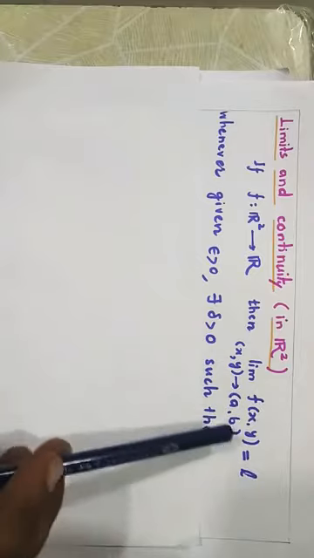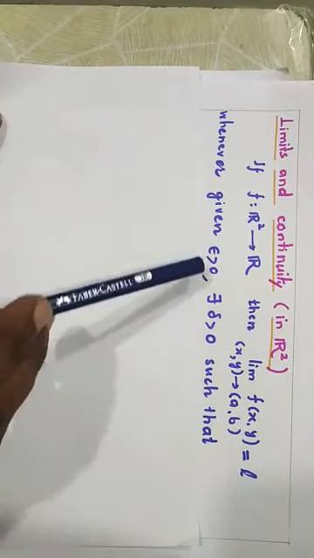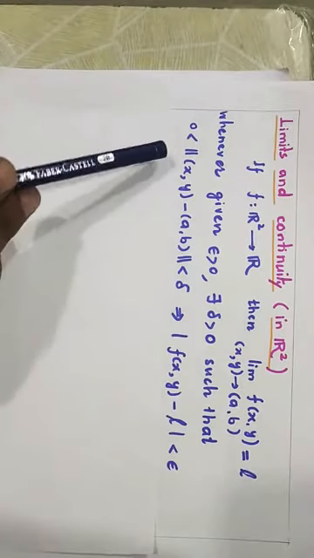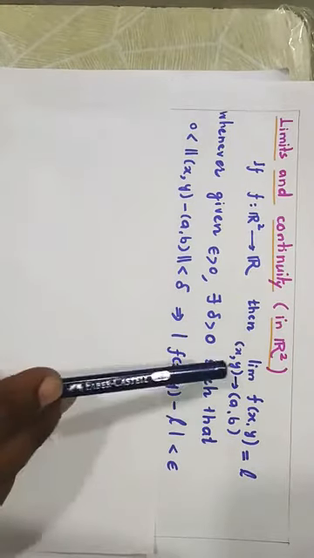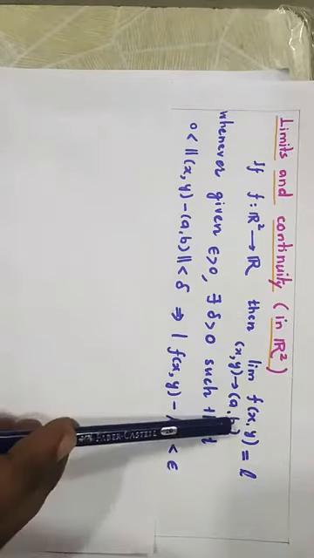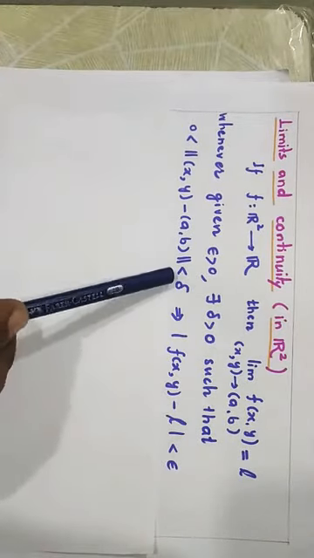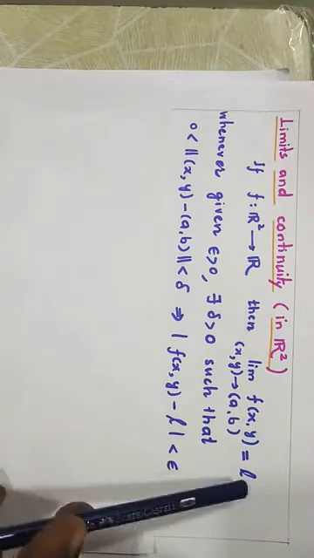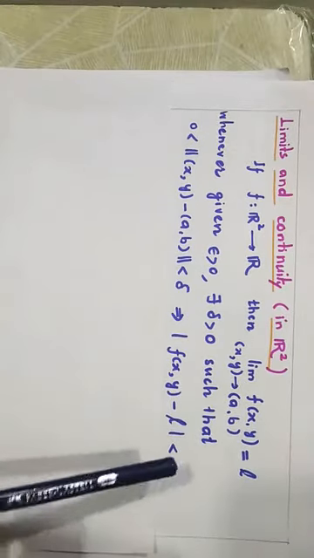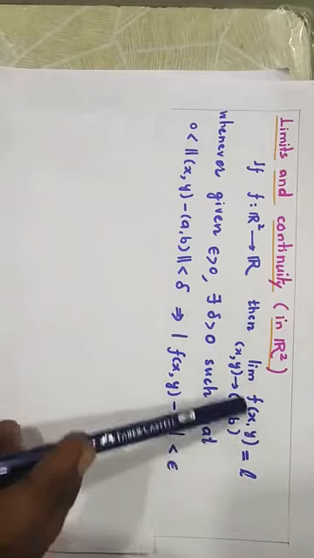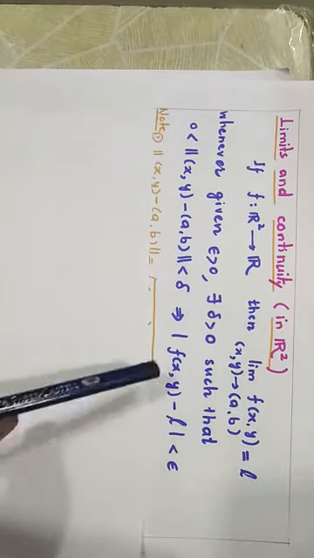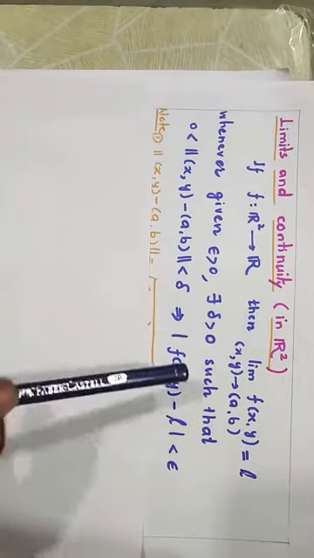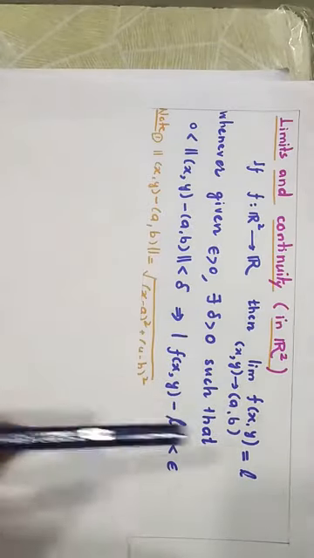This will be the limit if, whenever given epsilon, there is a positive delta such that 0 is strictly less than the norm of (x, y) minus (a, b), which is less than delta, implies mod of f(x, y) minus L is less than epsilon. Then we say that the limit of f(x, y) is equal to L. So this is the simplification of the limit of a function in R2.